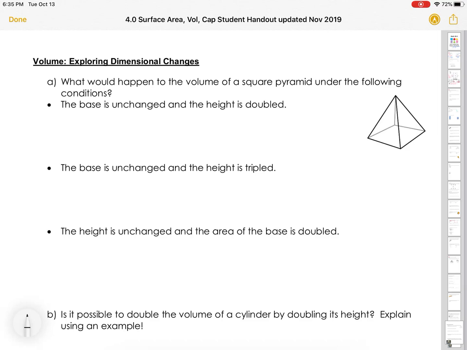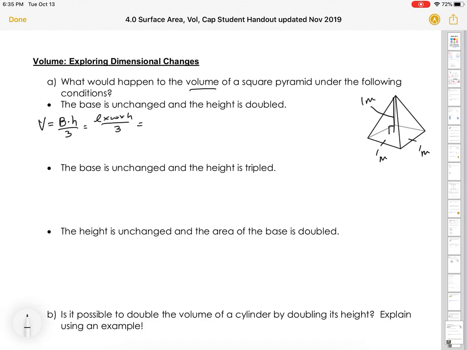Okay, so the base is unchanged and the height is doubled. Say we have this as 1 and 1, and for our height, we say the height is also 1. I'm using 1s because they're the easiest. So we know for our volumes, it's area of the base times height divided by 3.